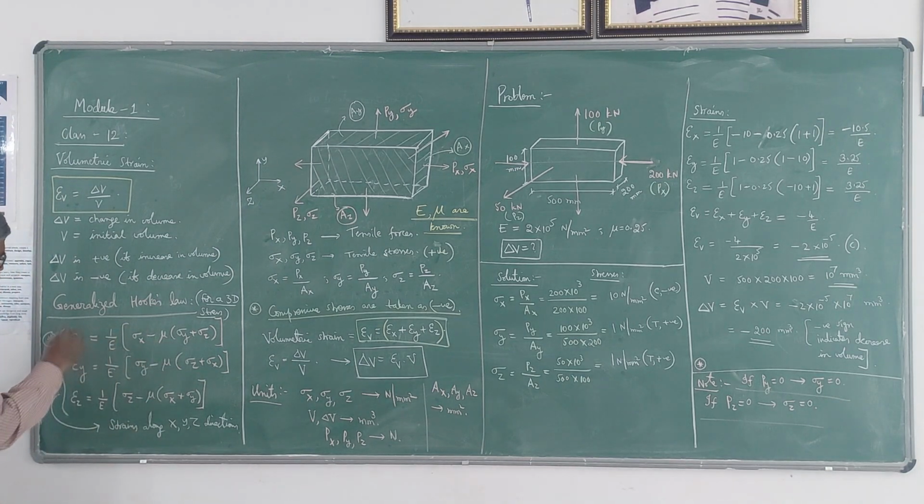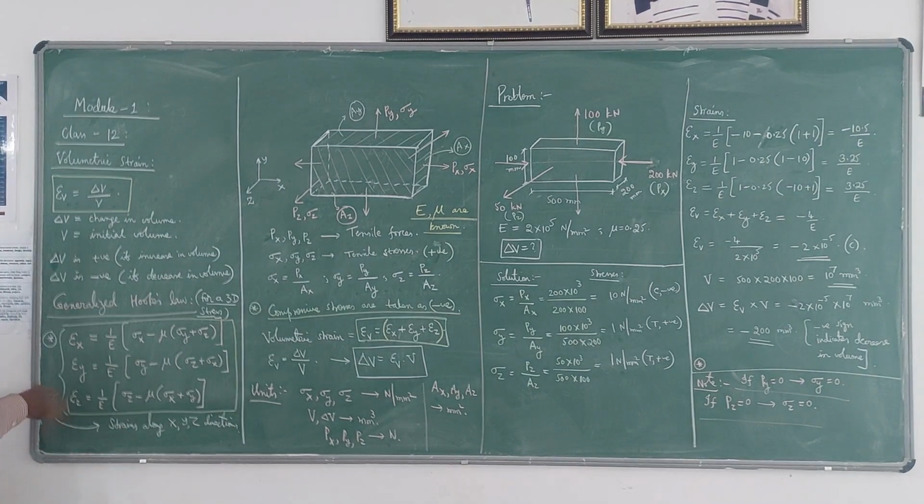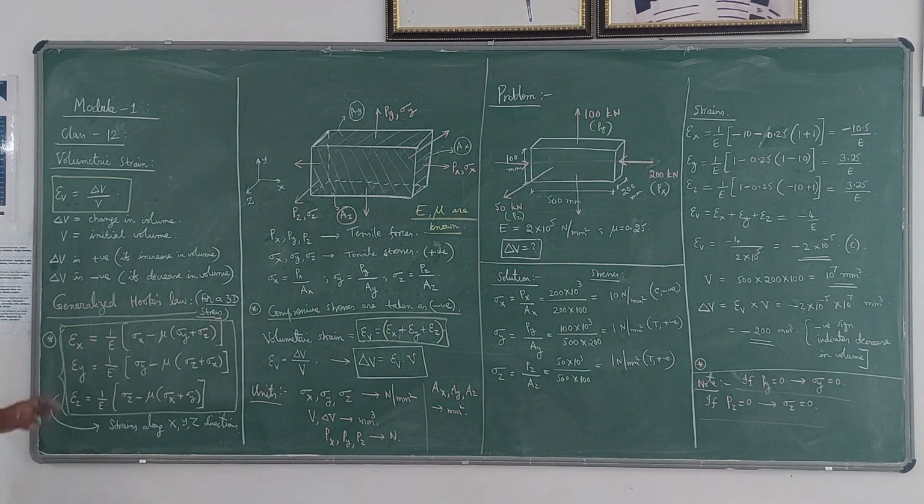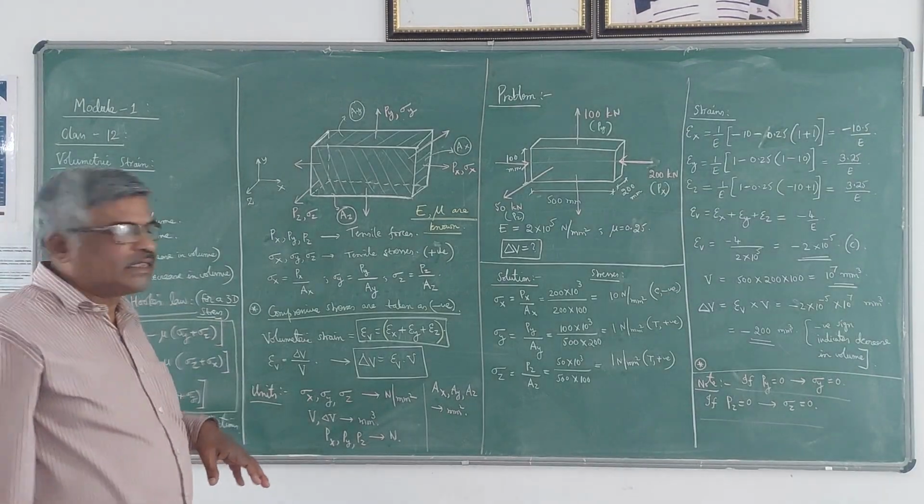So this is the generalized Hooke's law. If you note down this, this is the generalized Hooke's law. Using this, we have to compute the volumetric strain and then we have to compute the change in volume.